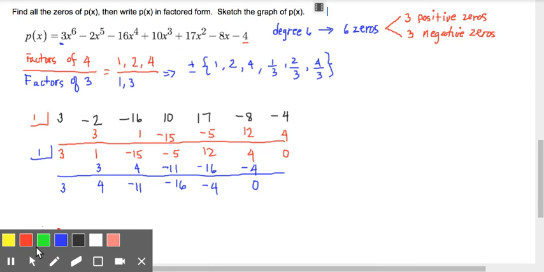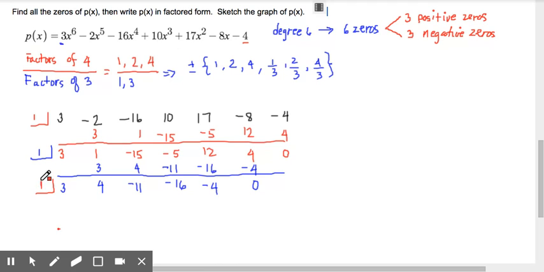Now let's see if it's a triple 0. Is it a triple 0? If it doesn't work, then we erase and find another 0.